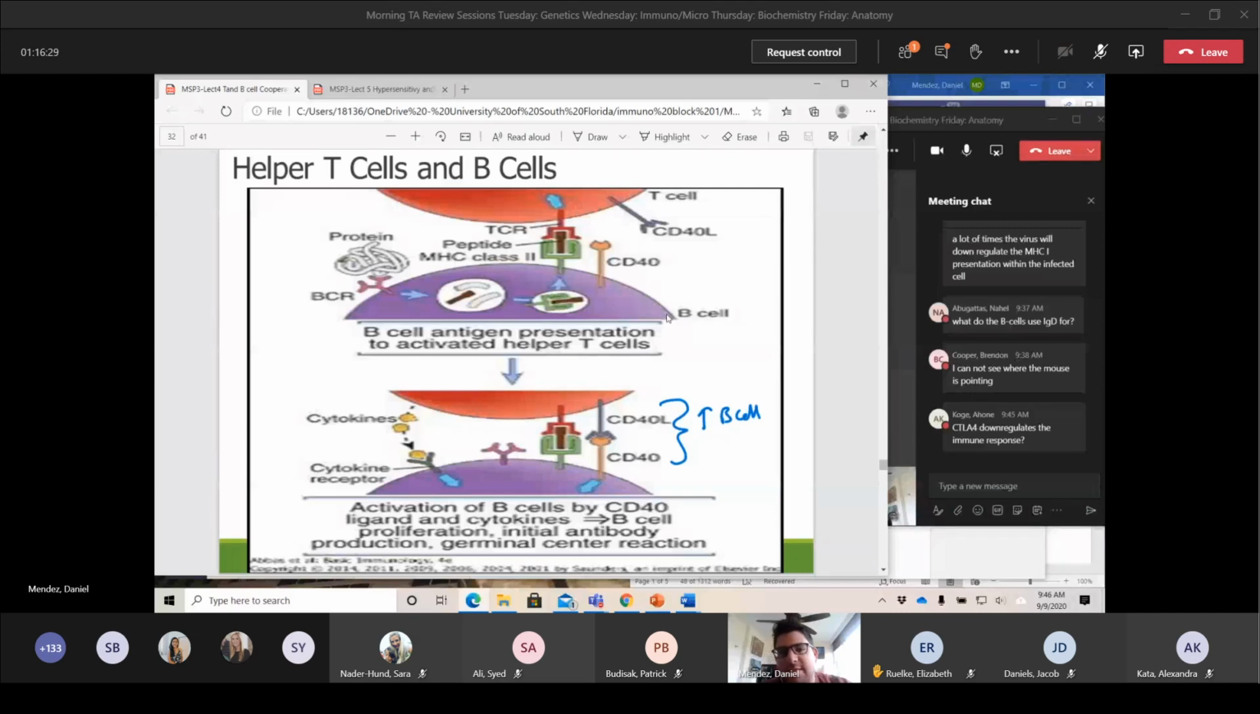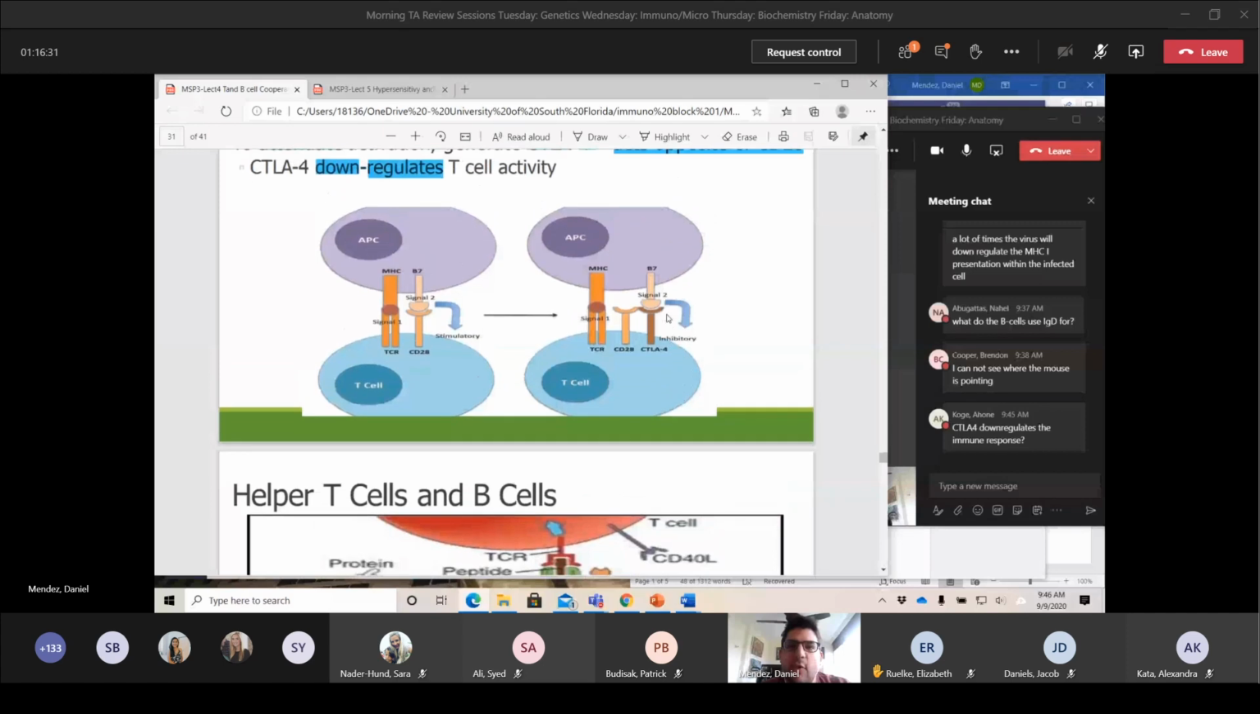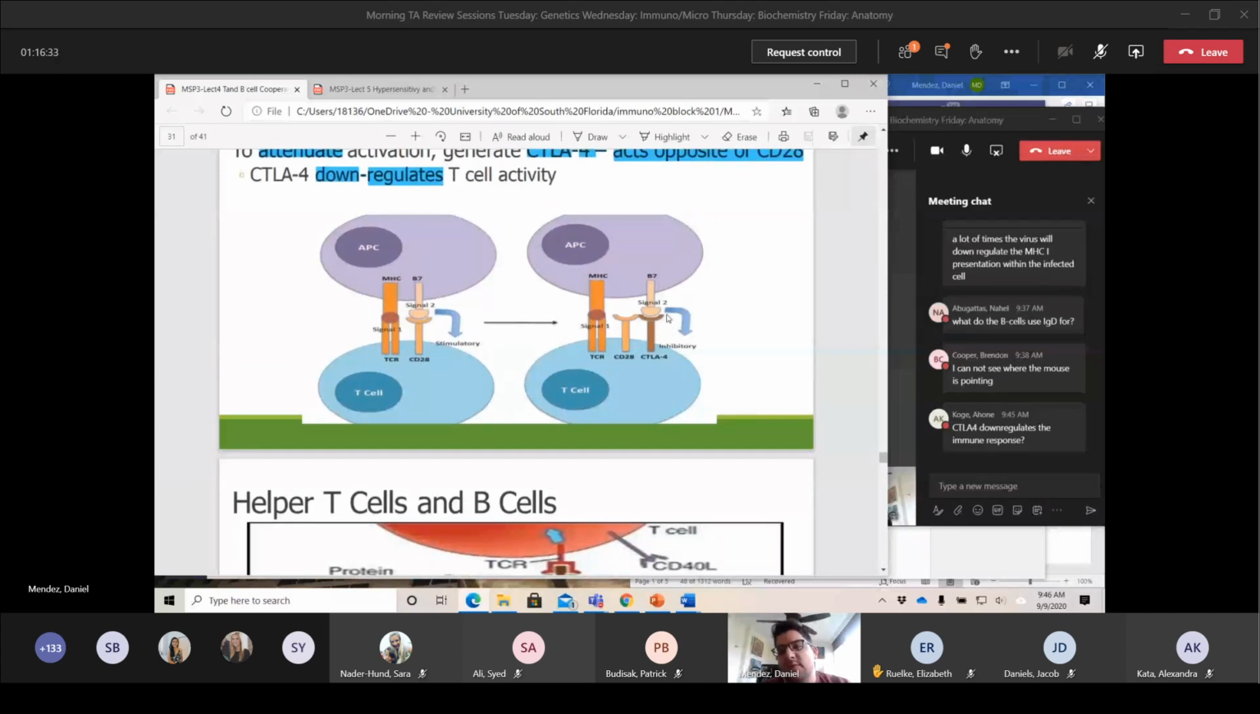CTLA-4 downregulates the immune response. So the whole point of CTLA-4 is to stop the immune response. Sometimes it can activate at the wrong time, which is not going to allow us to have an immune response. But the normal occasion when we're using CTLA-4 is to stop or attenuate our immune response so it doesn't go crazy.